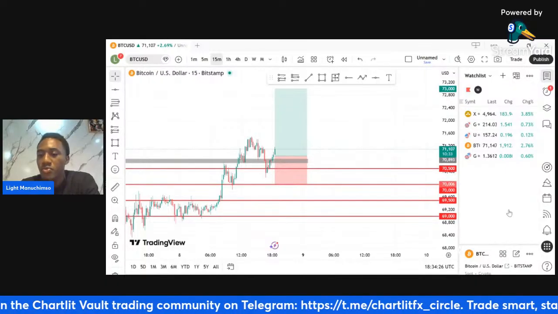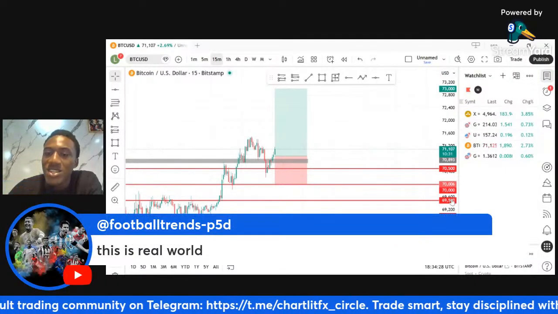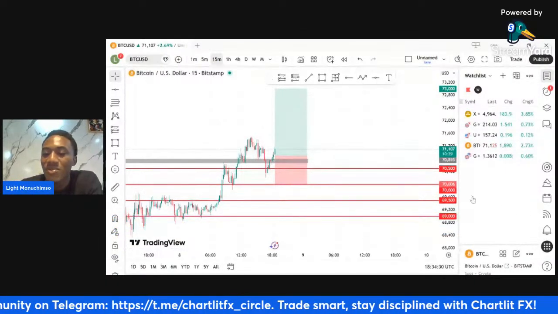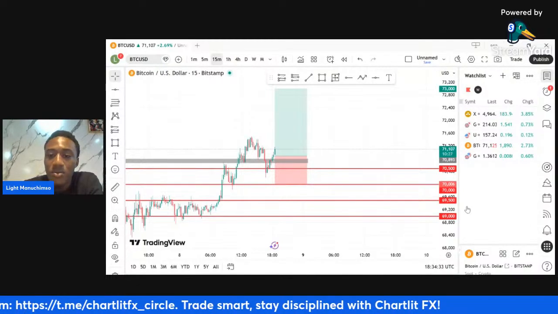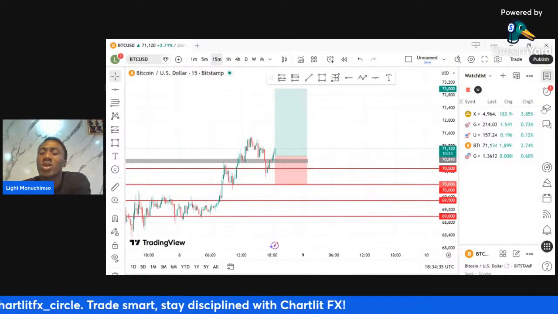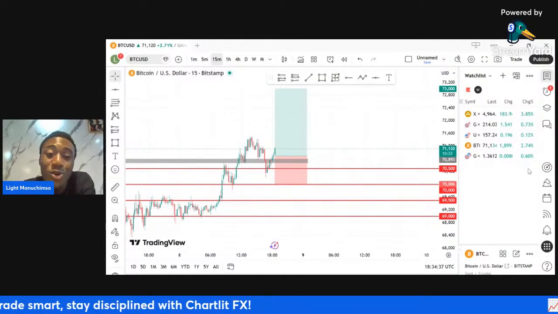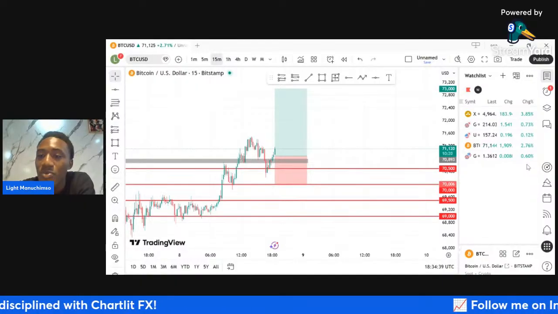Psychological levels. Exactly. This is real world. So now the next thing we're going to be talking about. We've already covered the lot.